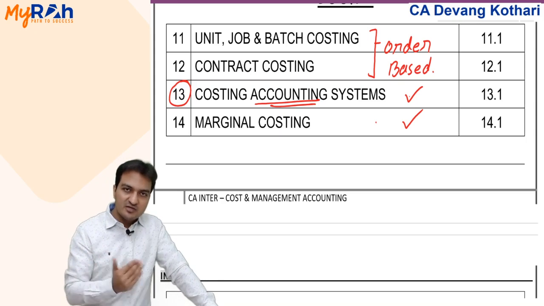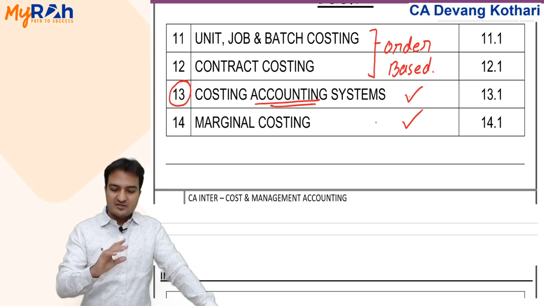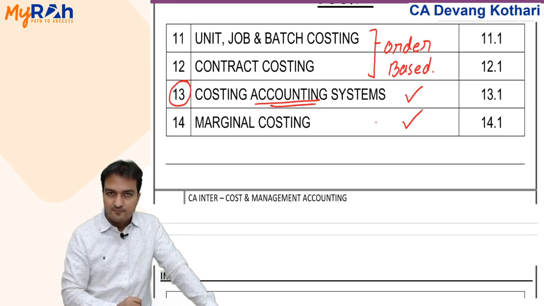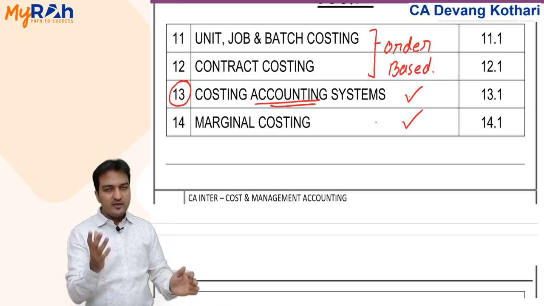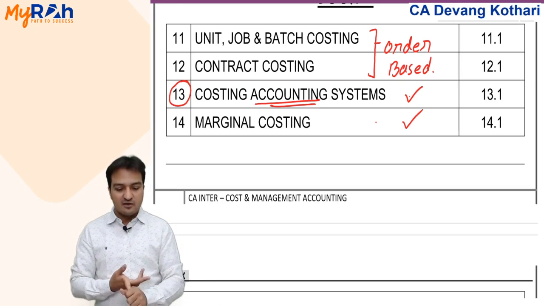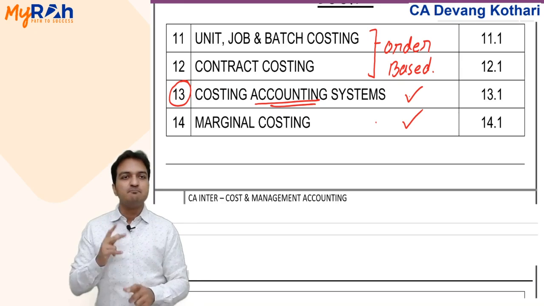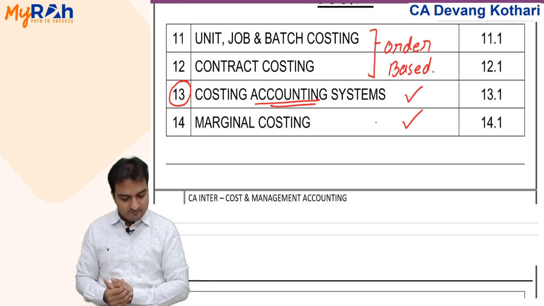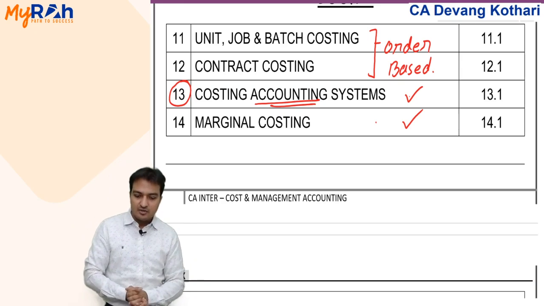It is based on this marginal costing that many concepts in CA final costing you will learn. So marginal costing will be an important chapter not only for examination purpose at IPCC level, but also as background for CA final level. These are all the chapters in your syllabus.